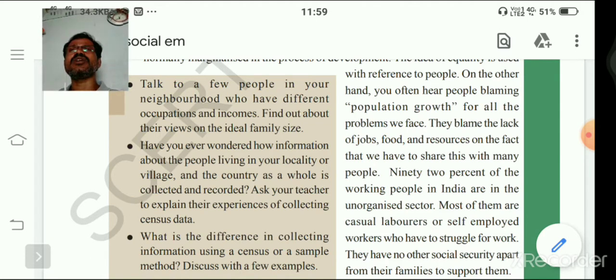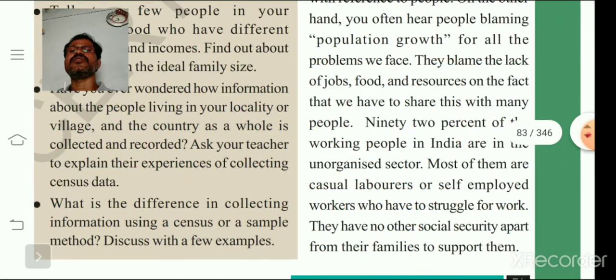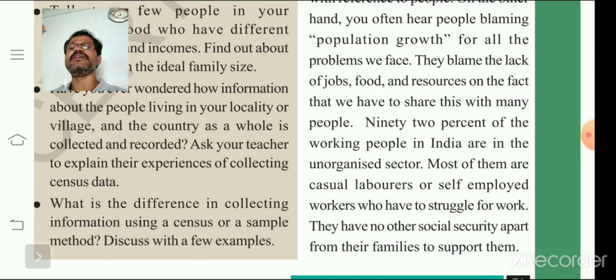So people who are working in the unorganized sector do not find any assurance in the job. They suffer with insecurity in job. They do not find work every day. They have to struggle for work. They find only security and support from their remaining family members.